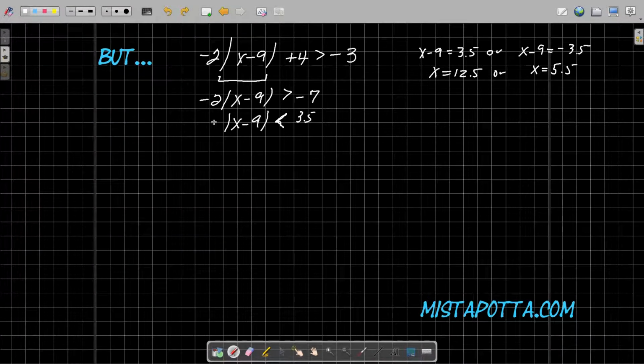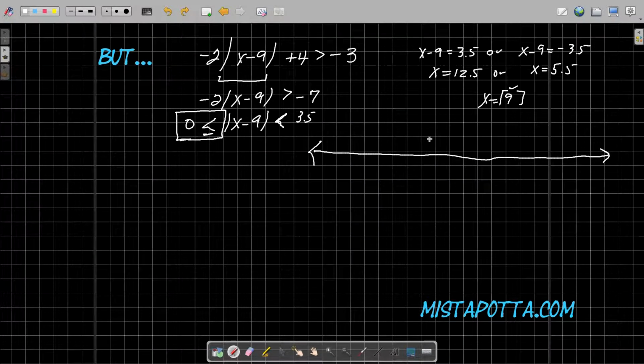Keep in mind, though, that I really do have this as part of my truth that I need to consider. I really do have a situation where absolute value must be greater than 0. So I need to consider x equals 9 as part of my boundary situation. And in reality, it's equality, so we can actually include this point if we need to. So this can be an endpoint if I need to. So looking at my number line, I have 3 boundaries that I need to look at: 5.5, 9, and 12.5. And I need to choose a number in each interval to test.